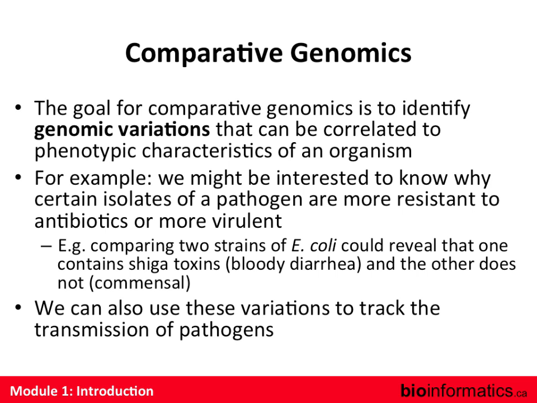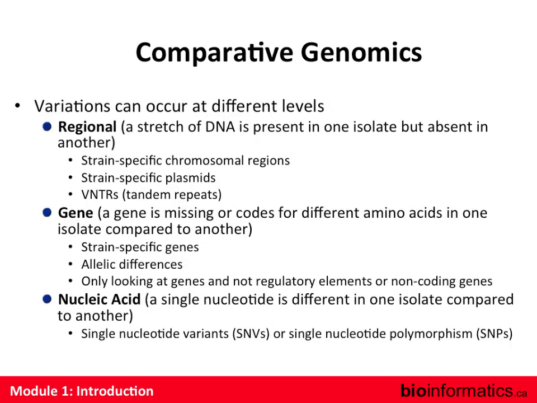We can also use the variations to track transmissions of pathogens, as you'll see in the workshop. Roughly speaking, comparative genomics can be done at three levels. One is regional differences: if there's recombination or rearrangement, you can detect it through comparative genomics. Then there's the gene level analysis that will be covered by Ed in his session. In this case, you can do a gene profile comparison, in other words, comparing the presence or absence of genes.